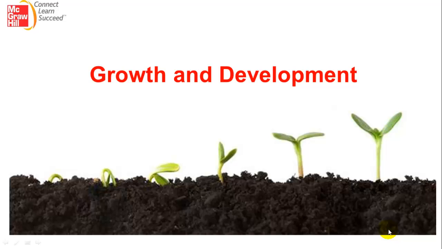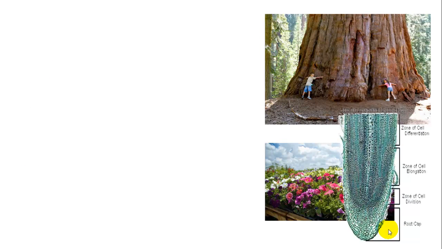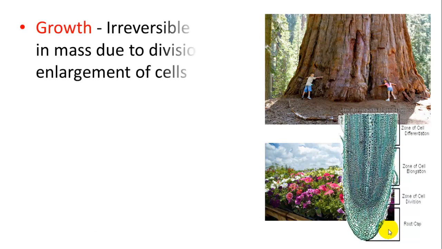Okay, so now that we've gone over the anatomy of plants, the different organs, the different types, and the way that they are structured, we can now get into some of the processes of plants. And so we're going to start with growth and development. So just a few terms for background and understanding. Growth is the irreversible increase in mass due to divisions and enlargement of cells.